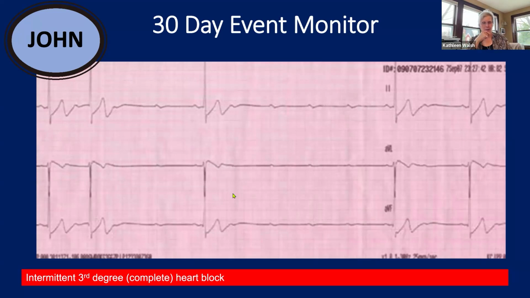So John, we finally got a monitor on him, found out he was going into third-degree heart block, long pauses, nothing was going on, and he got a pacemaker. John is no longer falling. So something to think about with your patients with cardiac issues. Next slide, please.